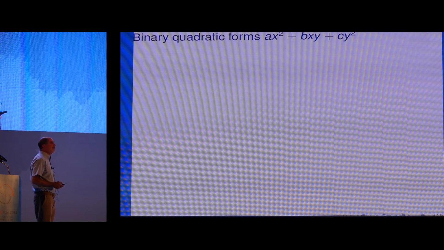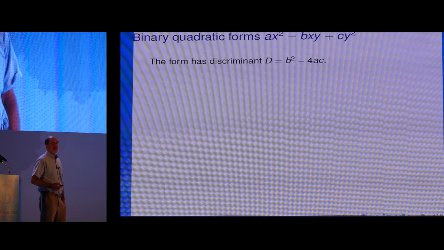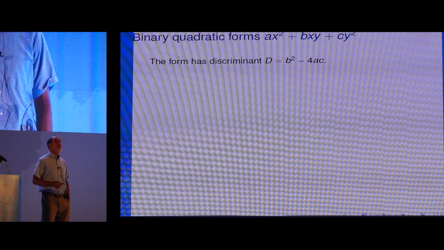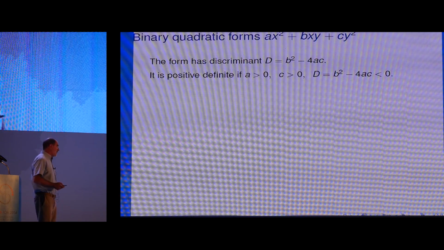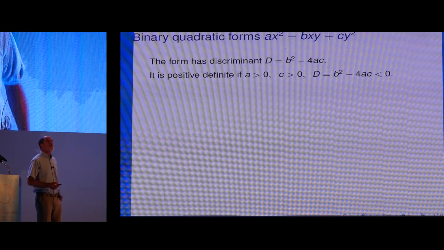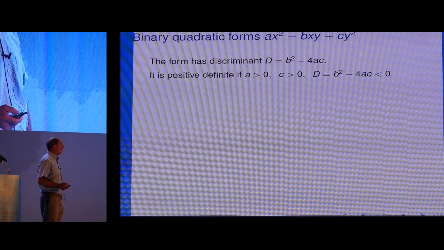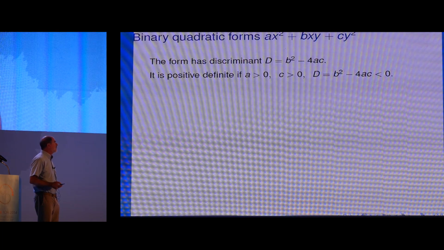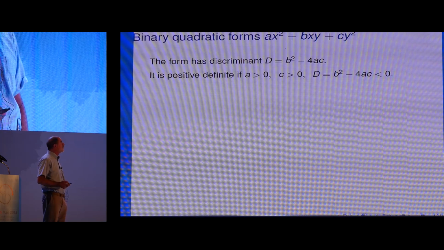And some definitions. First, to a form, we have its discriminant, which tells you the quadratic extension where the form has its two roots. We say a form is positive definite if it only represents positive integers. No matter which integers x and y you put in, the quadratic form takes positive values. That occurs when a and c are positive and when the discriminant is negative. And in this talk, I'm only going to talk about positive definite forms.